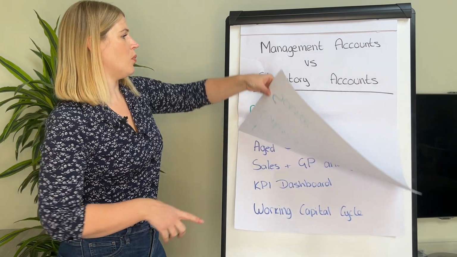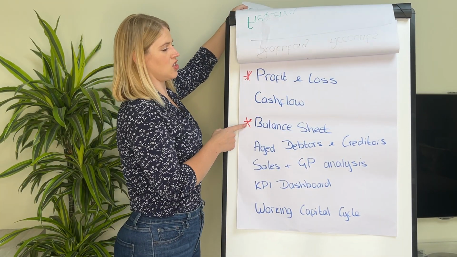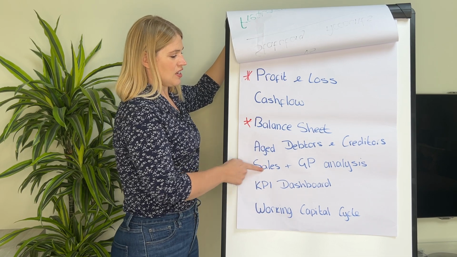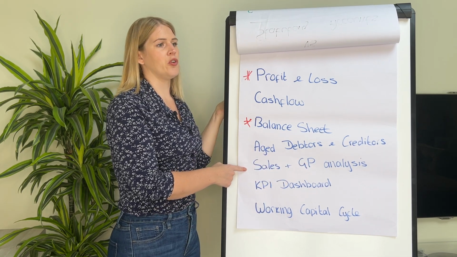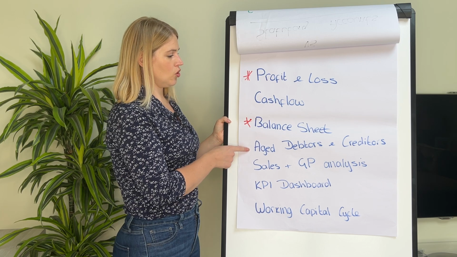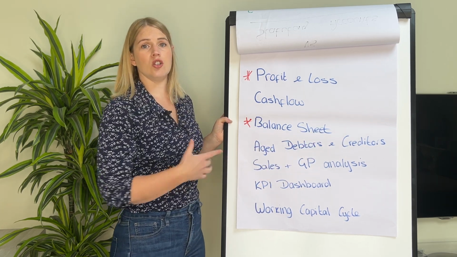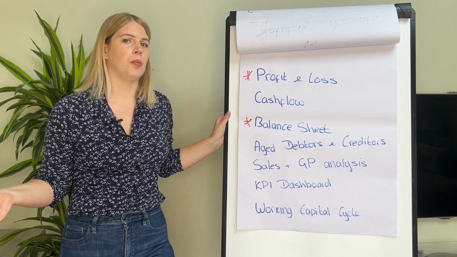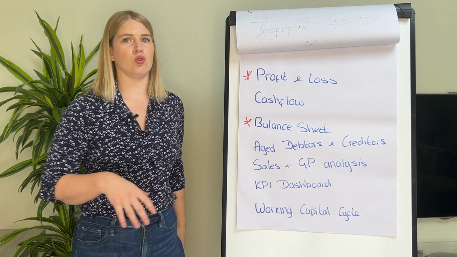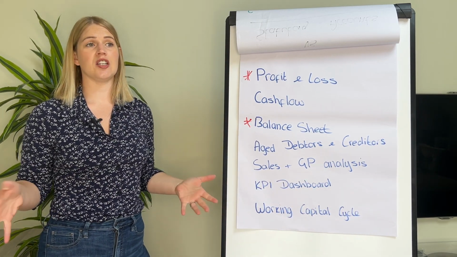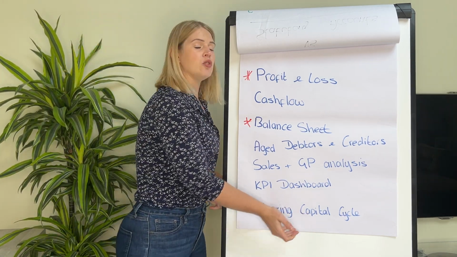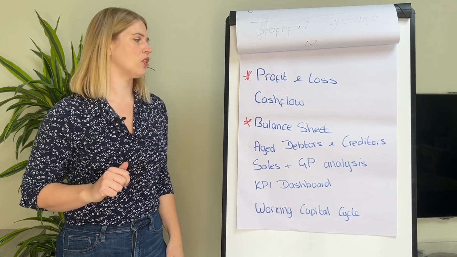Because remember, with your statutory accounts, we want to do these two things and prepare a tax return. But with our management accounts, we need sales and GP analysis. So it means that if you're a stock-based business, you want to have stock in there. If you've got aged debtors and creditors, you want to make sure that your payment terms are set up properly in the system. If you're looking at working capital cycle, for example, you need a way in the system of pulling out the key information that goes into your working capital so you can calculate it.